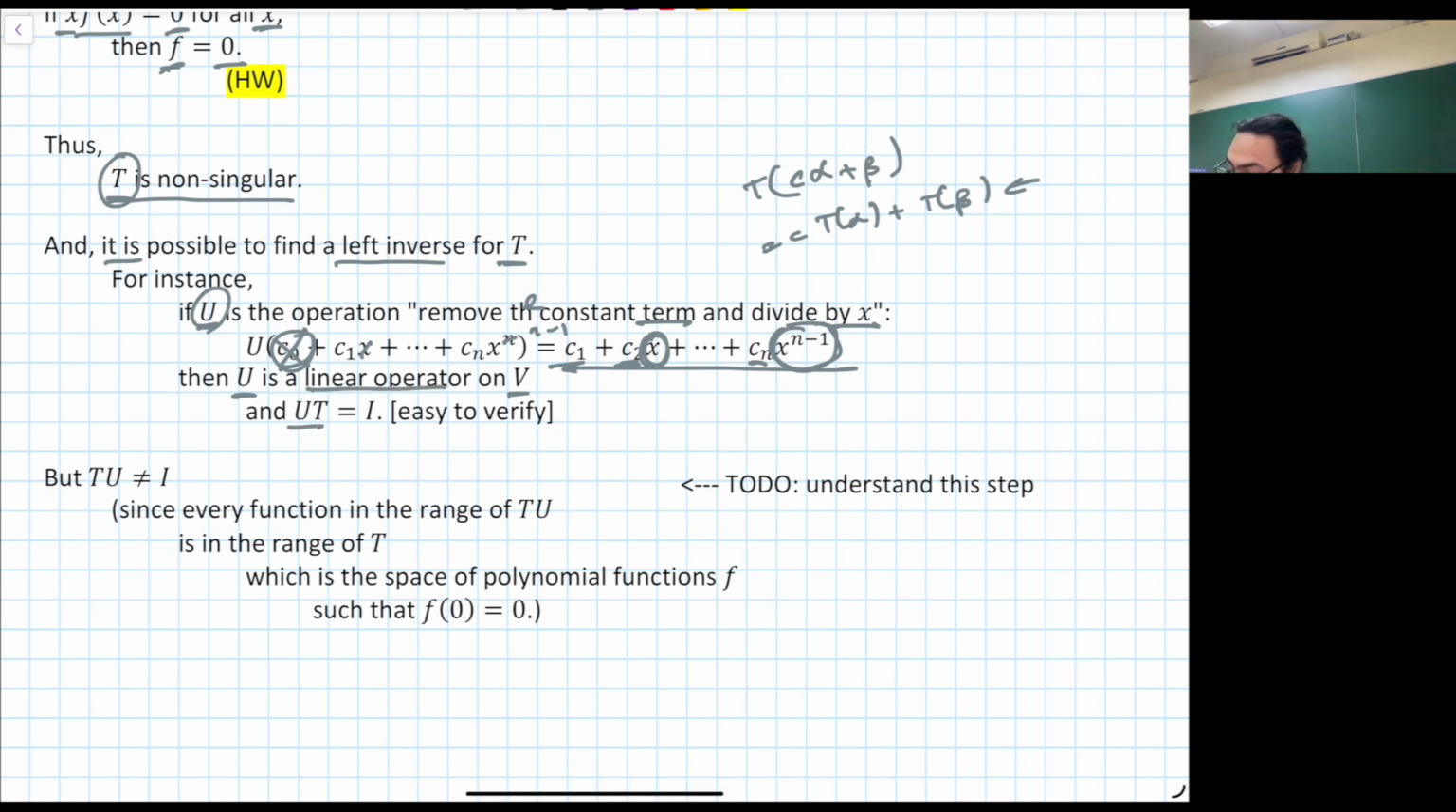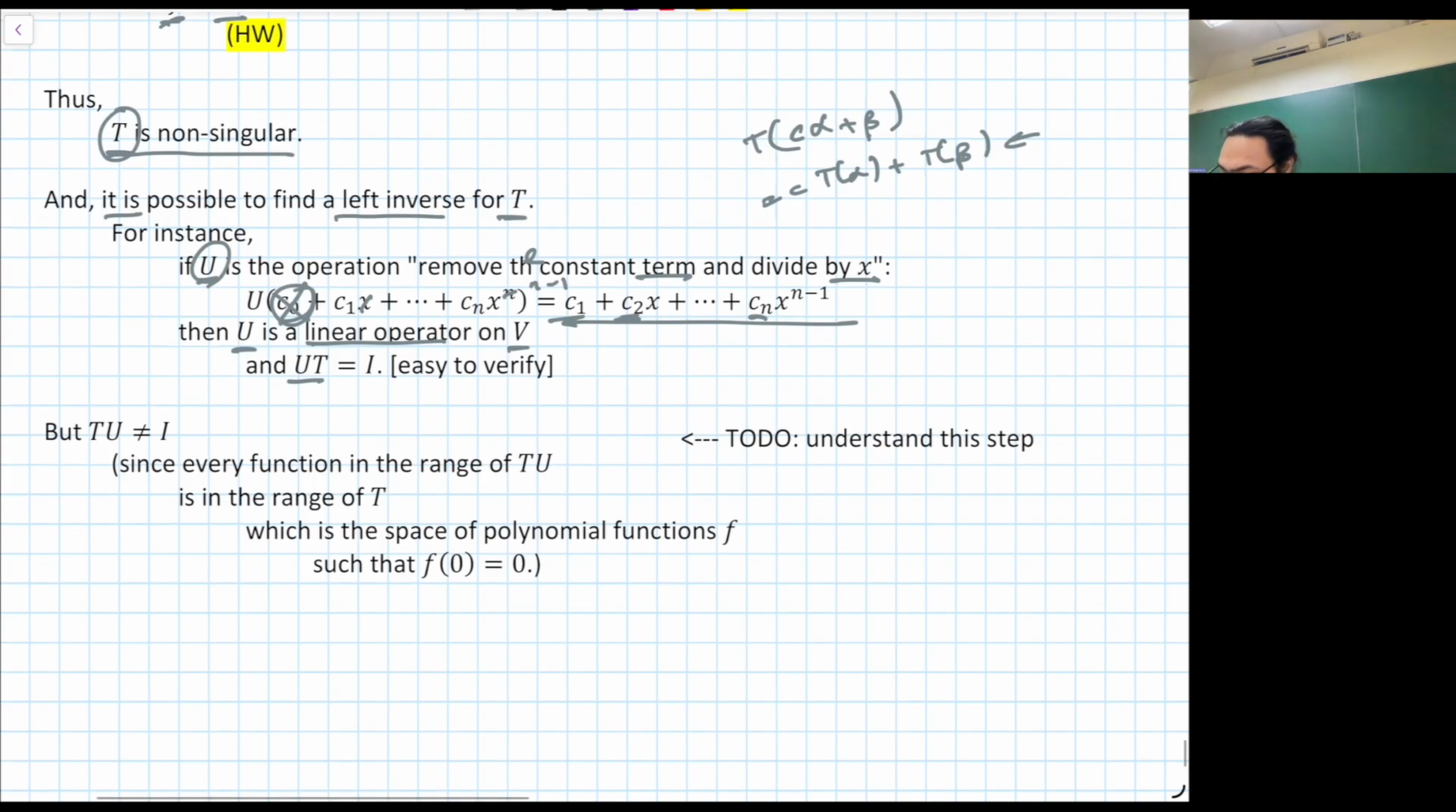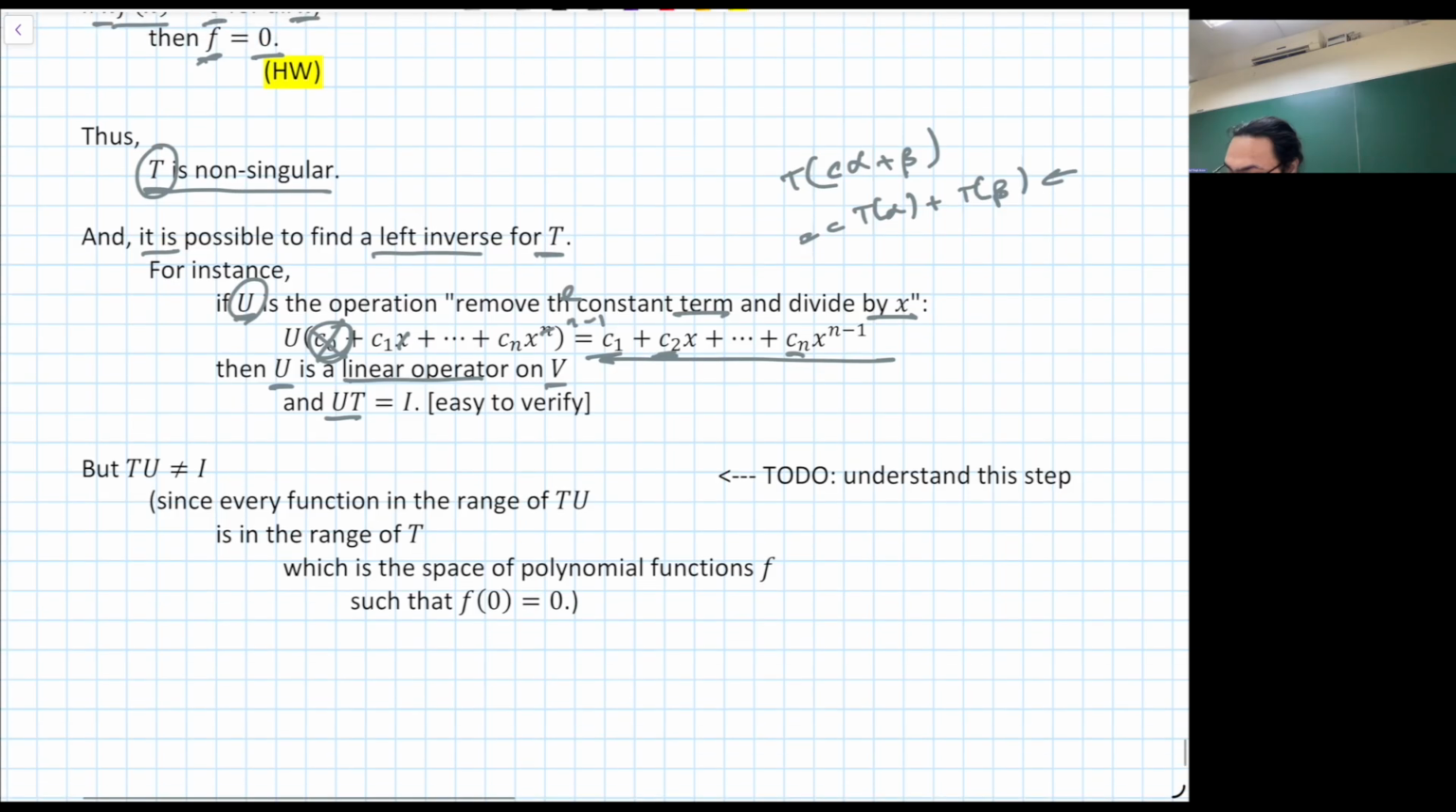And then UT would give you identity, right? Because you basically just removed a bunch of x's from the expression you had, and now you're going to add them back. So it's going to allow you to recover the function that you started with.